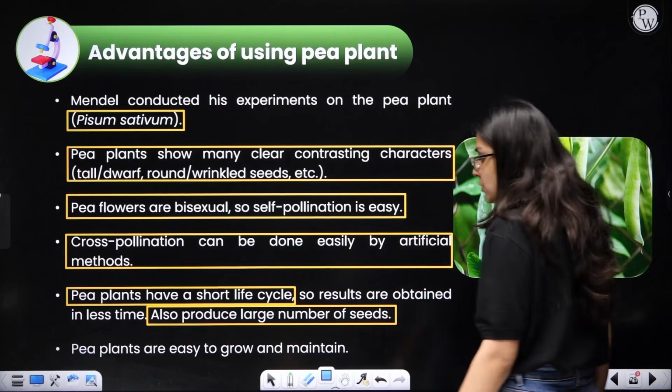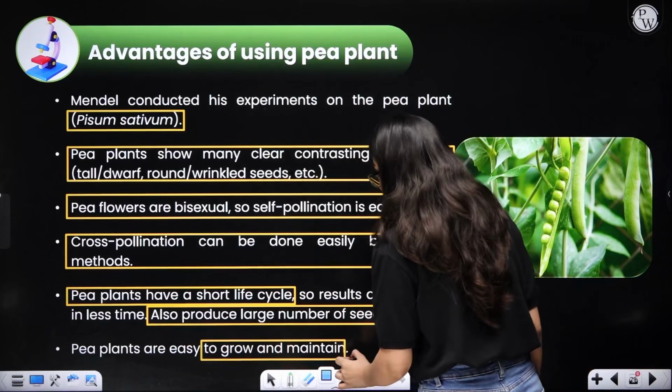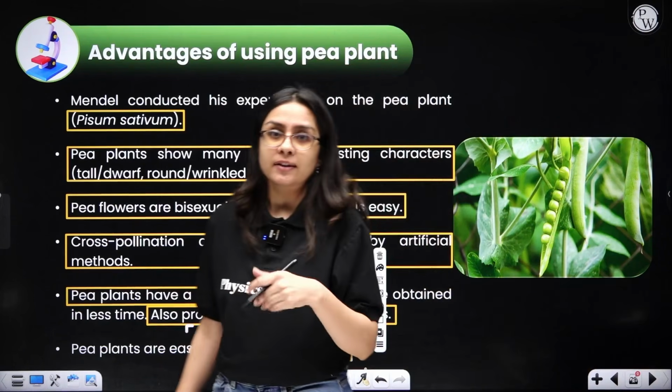Pea plants are easy to grow and maintain. They do not require a lot of maintenance either, once they are left alone for growing.